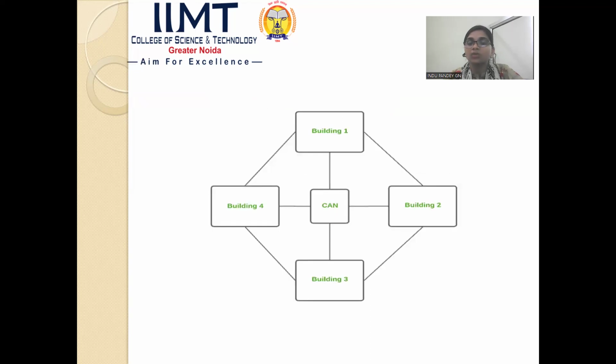This is the diagram of a CAN in which various buildings are communicating with each other through the CAN. Here we can see that building 1, building 2, building 3, and building 4 are interconnected with each other through the CAN, and they can share their information efficiently.